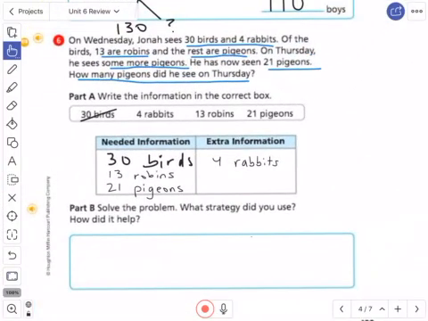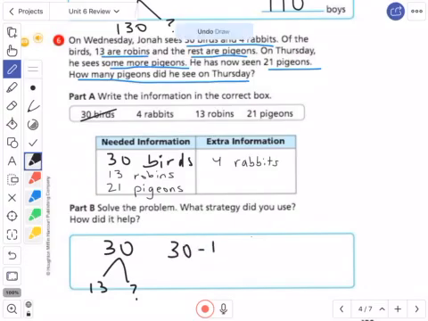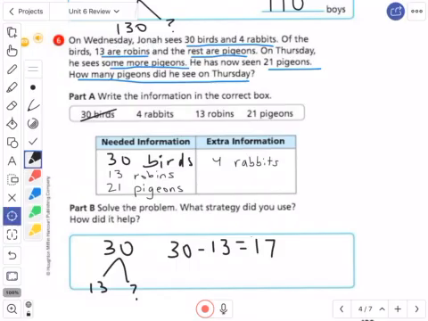So down below, I'm going to be thinking about, okay, well, I know that there's 30 birds. So of those 30 birds, that's kind of my total. One of the parts are robins, 13. The rest are pigeons. Okay? So that's going to be my first part. So 30 minus 13 equals 17. So the rest are, that means, so 13 robins, that means he saw 17 pigeons.